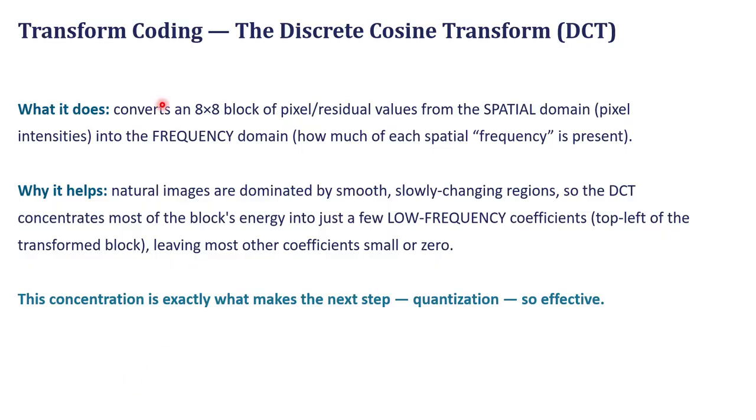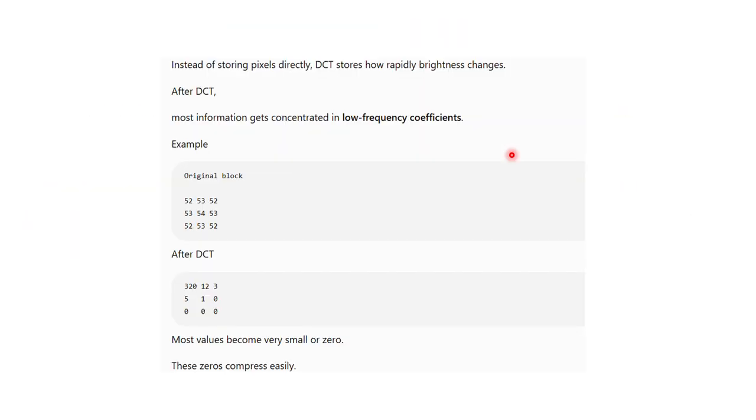The next step is transform coding, or the discrete cosine transform. This will convert from the spatial domain into the frequency domain. Because it converts into the frequency domain, I will come to know which are the smooth, slowly changing regions and which are the rapidly changing regions. So I'm changing from the spatial domain to the frequency domain to understand the sharpness, the edges and the smooth regions in the image.